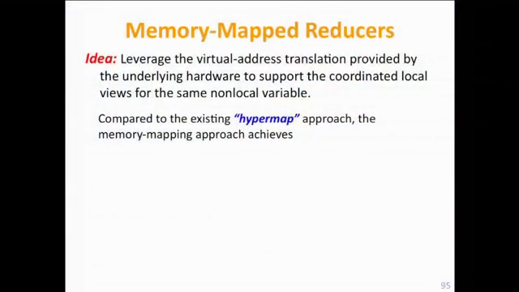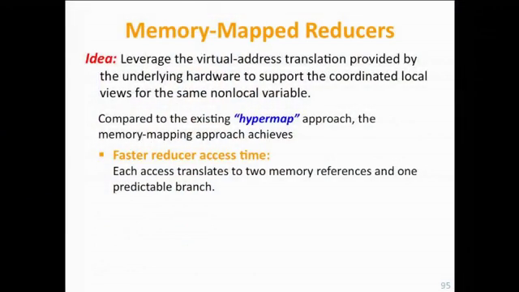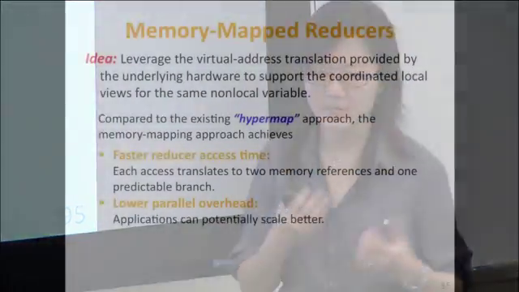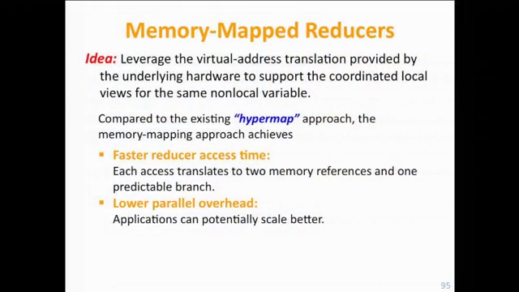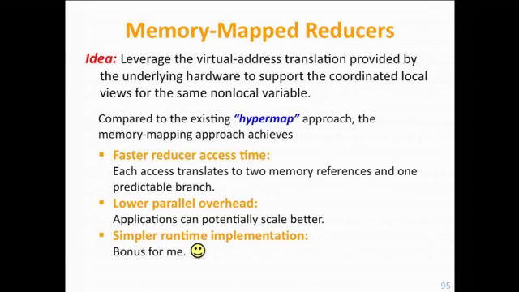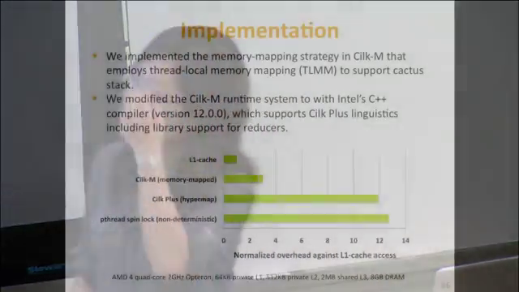And compared to the existing approach, using a memory-mapped approach, we get faster reducer access time. Every time you access the reducer, it needs to be mapped to some local view. And this access is now much faster. It has less parallel overhead, which means that the application can potentially scale better. And finally, it's a simpler runtime implementation, actually, which is always good news for me. Okay, so that's what we did.